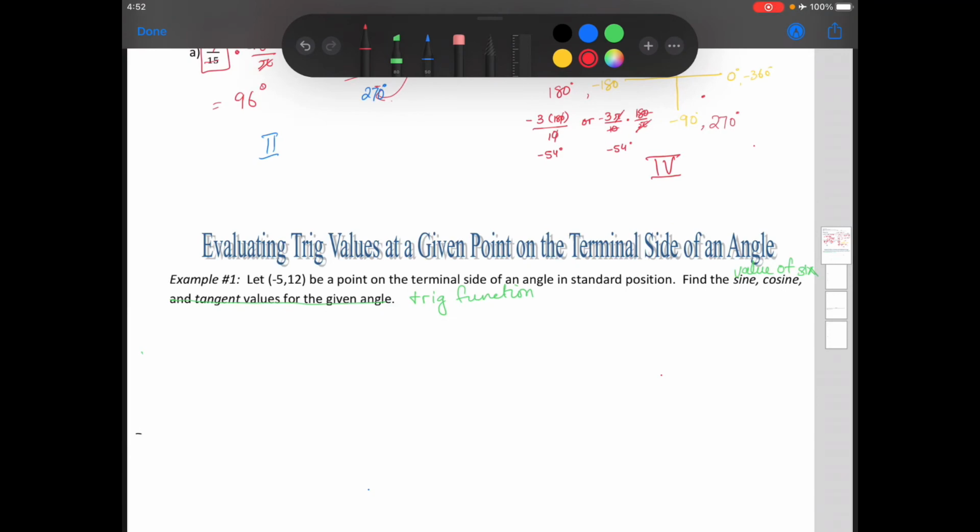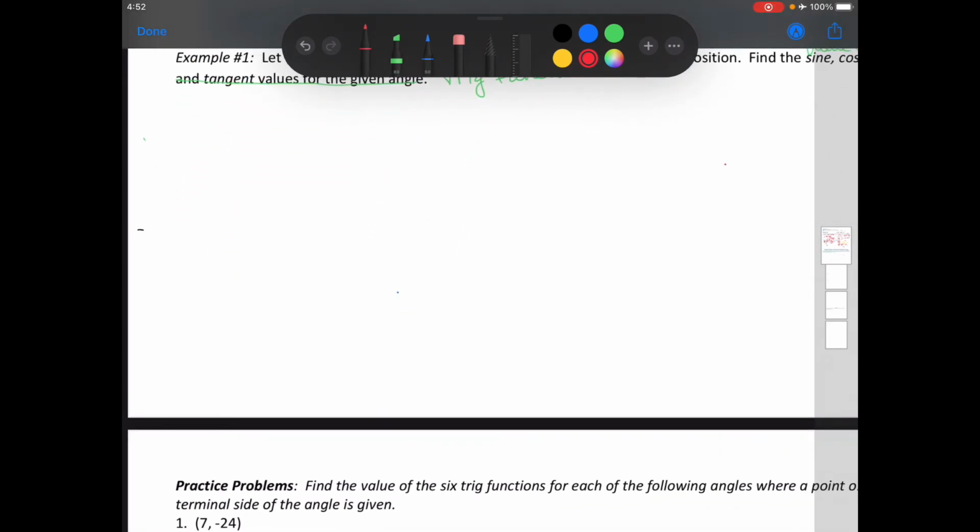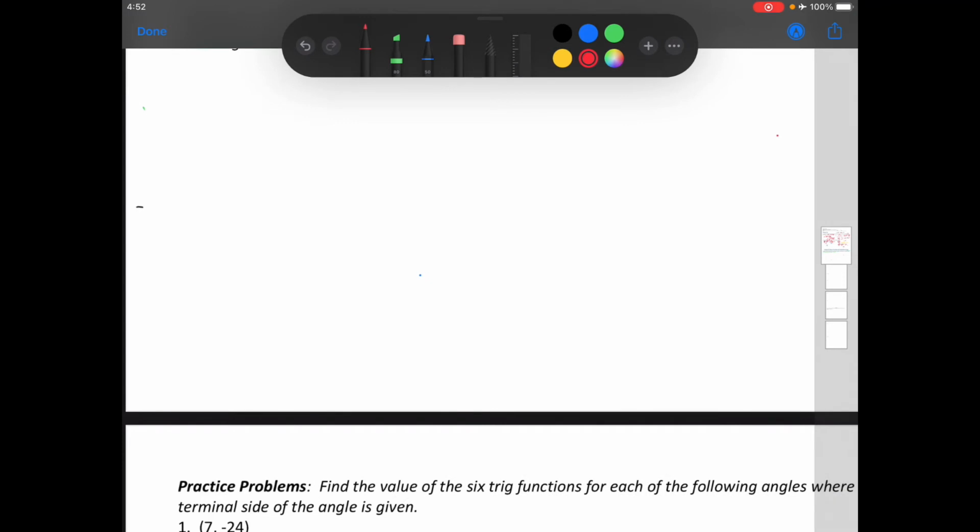Before I start example 1, I actually wanted to quickly review again your standard position, reference triangles, and all that. Your angle is in standard position. If I take my axes, this is my axes, and my angle is in standard position if my initial ray is fixed to the x-axis and my terminal ray could be anywhere, depending on what the angle is. It could be in a quadrant, it could be anywhere. Just start sketching the terminal ray as a dotted line. So basically, this is what your angle looks like. This is your initial ray.